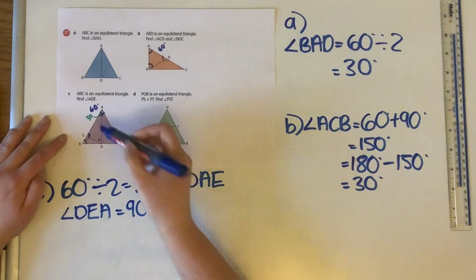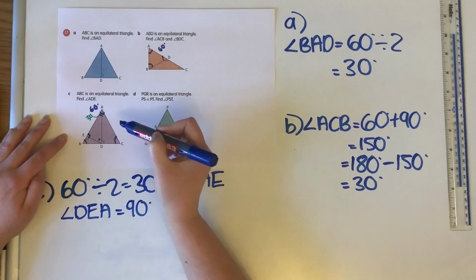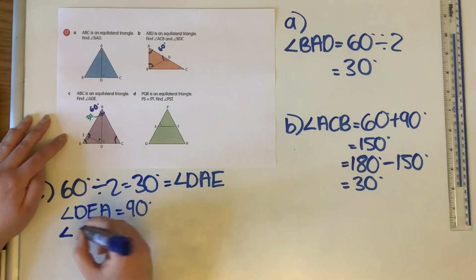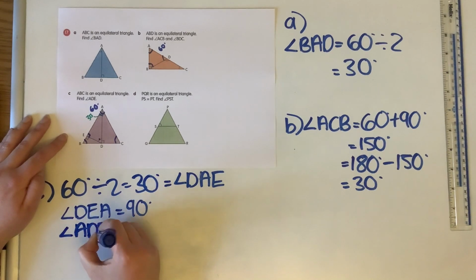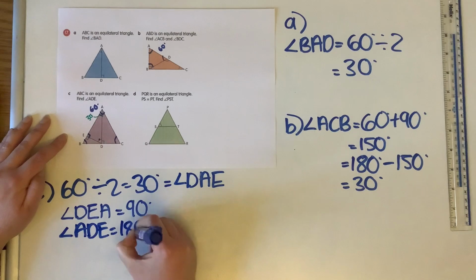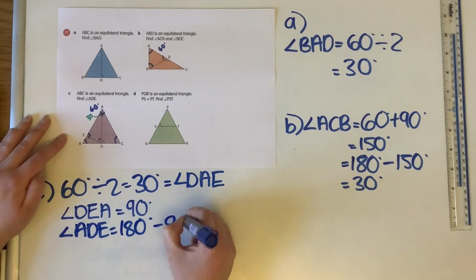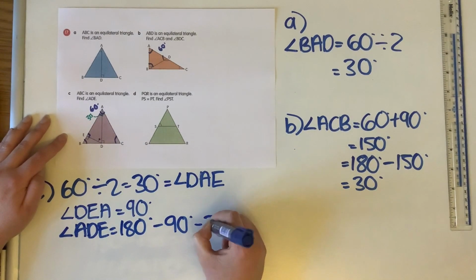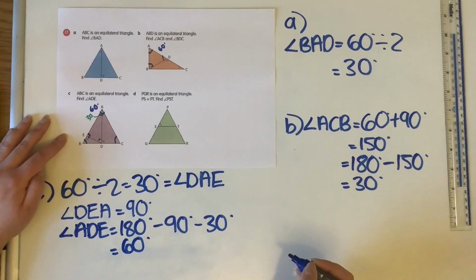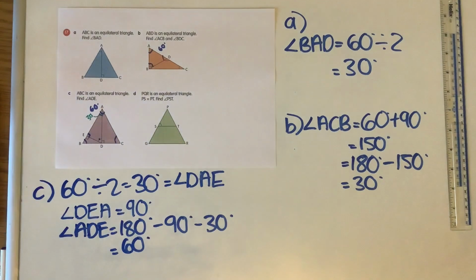So now out of this triangle here, I know 2 of the angles and I need to work out the third one. The third angle that I'm trying to work out is ADE. What I need to do is 180 degrees, subtract 90 degrees, subtract 30 degrees equals 60 degrees. So this angle here measures 60 degrees.